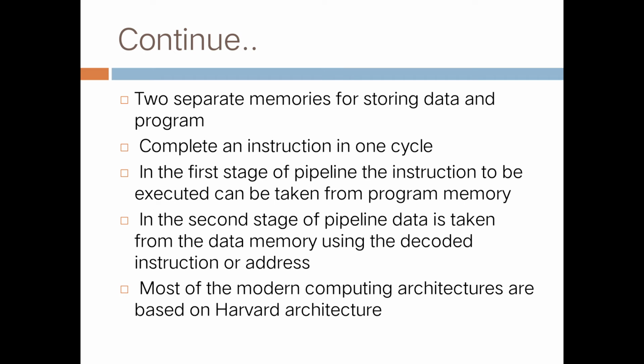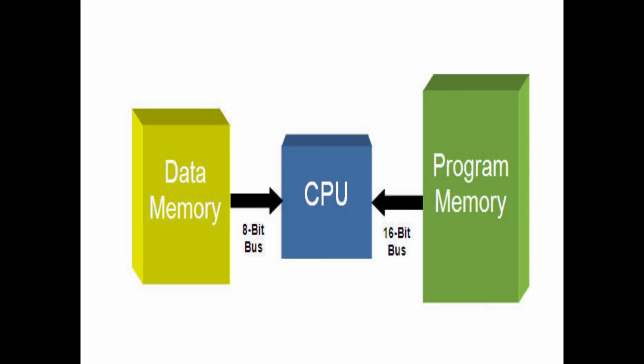In this architecture, there are two separate memories for storing data and program. It completes an instruction in one cycle, that means only one instruction cycle is required for one instruction. In the first stage of the pipeline, the instruction to be executed is taken from memory. In the second stage of the pipeline, data is taken from data memory using the decoded instruction or address. Most modern computing architecture is based on Harvard architecture. Then this is a diagram of Harvard architecture.